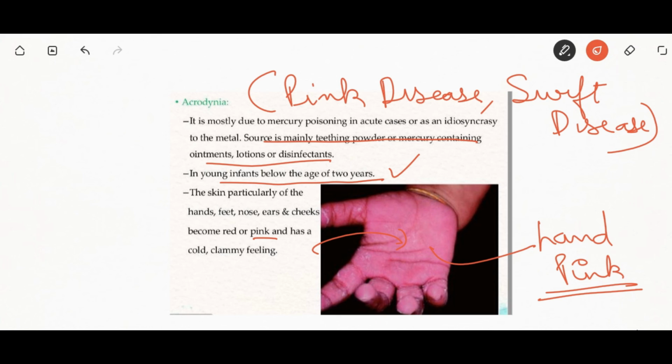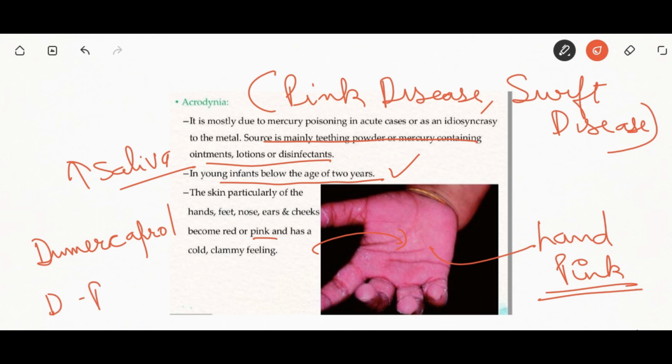There will be irritability, photophobia with lacrimation, muscular weakness, tachycardia, hypertension, GIT upset, stomatitis in the children, profuse salivation and dribbling. The gingiva will become extremely sensitive, painful, and show ulcerations. So the treatment could be an antidote. The antidote for mercury poisoning is dimercaprol or D-penicillamine.